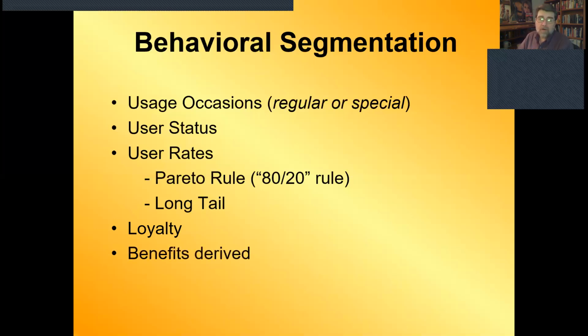Okay. Also, the question is, what benefits are being derived from our product for our customer? And a great example of this is Arm & Hammer baking soda.